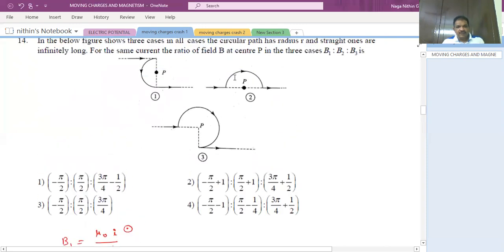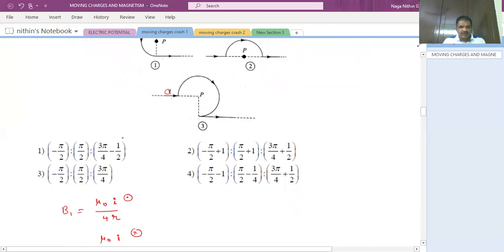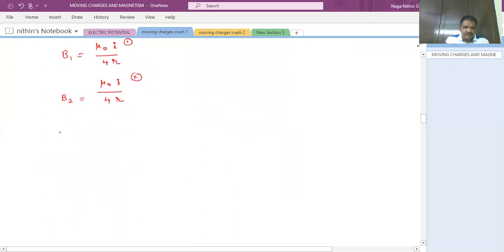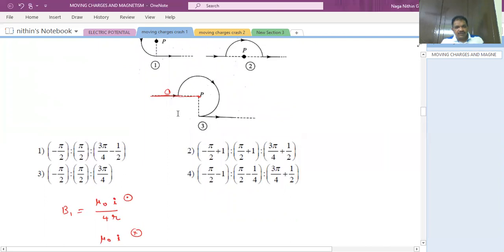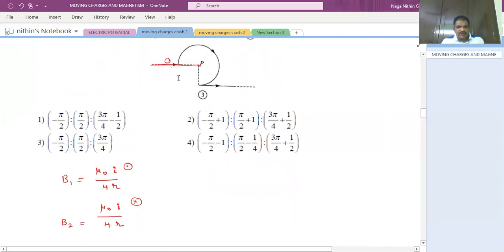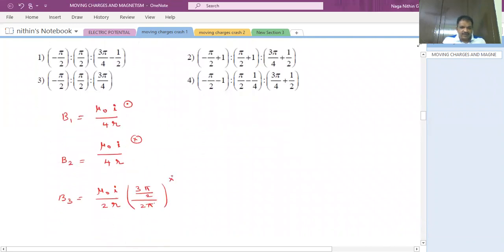Why a cross field? Because the current is in the clockwise direction. Here, because of this portion there will be no field. Because of this, the field will be there, because of this, the field will be there. Because this line is in the same point, because of this wire here there will be no induction. So B3 is equal to, what will happen? Mu naught I by 2R into theta by 2 pi. Theta value is 3 pi by 2. This is 3/4 of the circle, no? So 3 pi by 2 by 2 pi. This current is in the clockwise direction, so it will be a cross field.